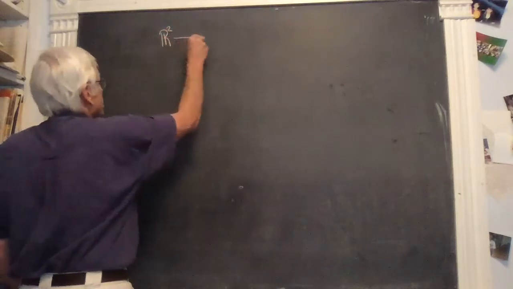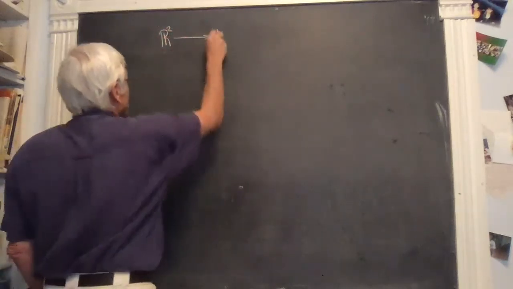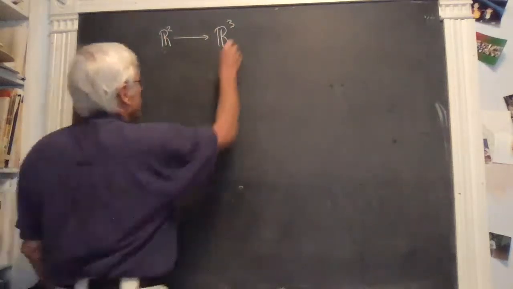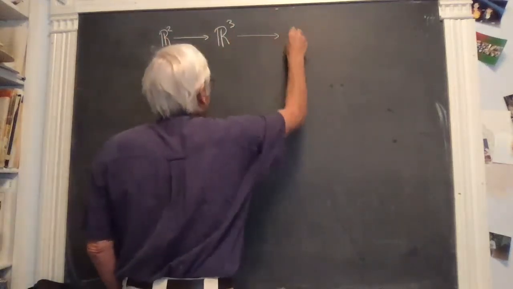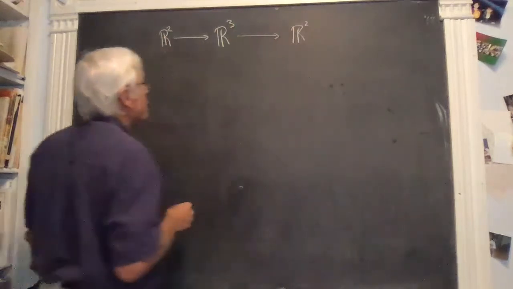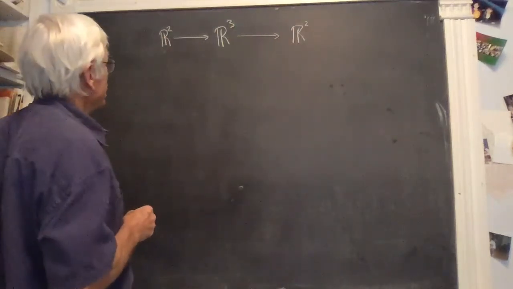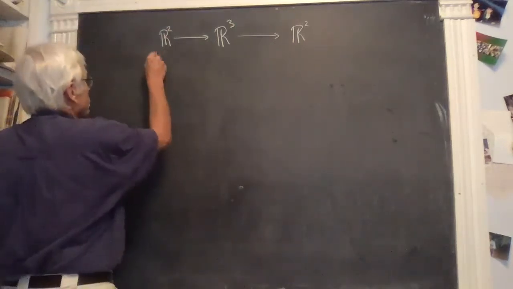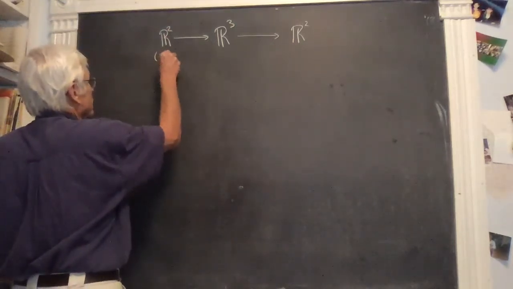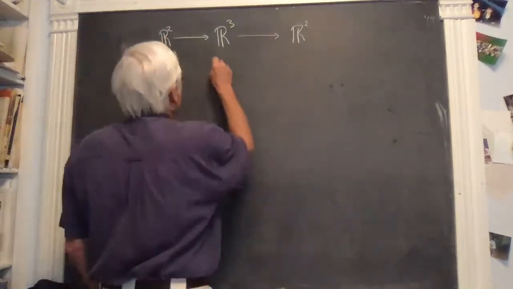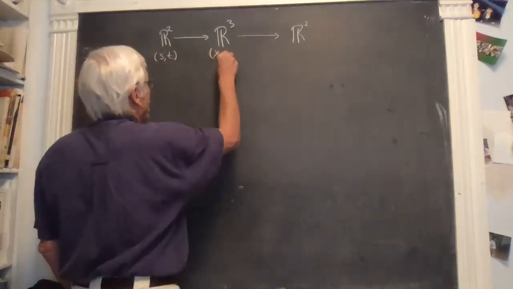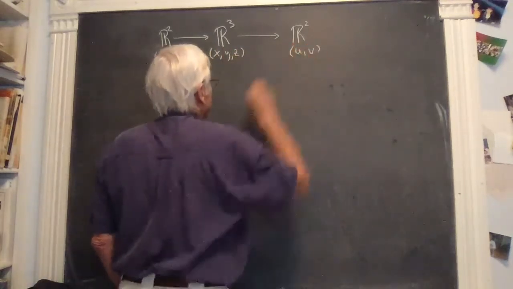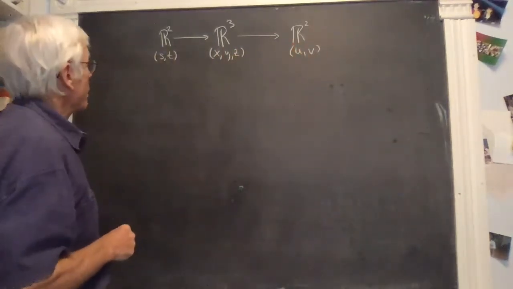But let's consider this situation. We have a function that begins with two variables. Let's say we plot it in R3, and let's say we map back to two variables. And I'd like to think of this function in the following way. Let's label some variables here. We've been using S and T here. And let's use X, Y, and Z here. And let's use U and V as my variables here.